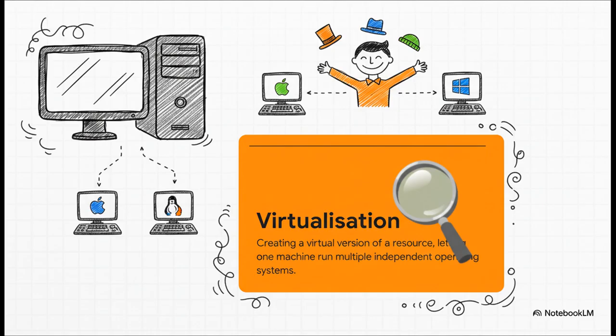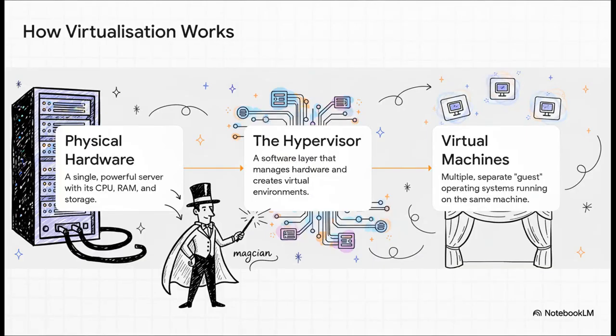believe every single one. You've only got one physical machine, but it can be running Windows, Linux, and Mac OS all at the same time, and each of those operating systems thinks it has the entire computer all to itself. Pretty cool, huh? So how does this magic trick actually work?